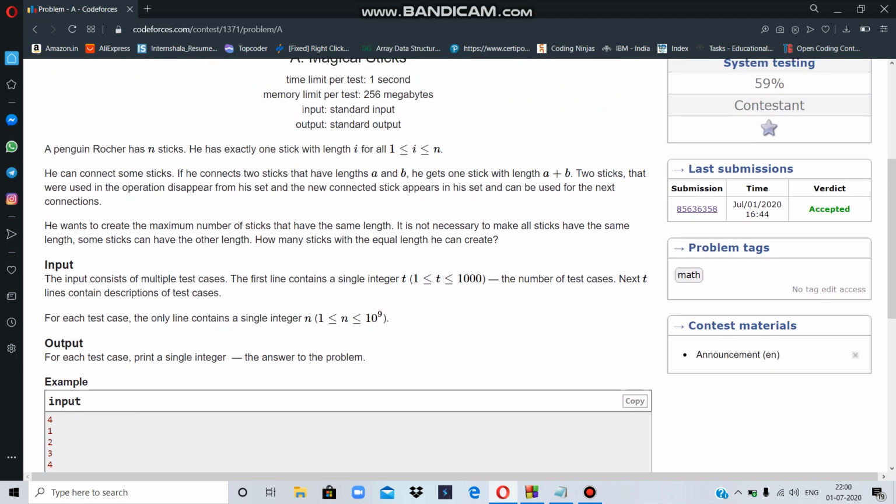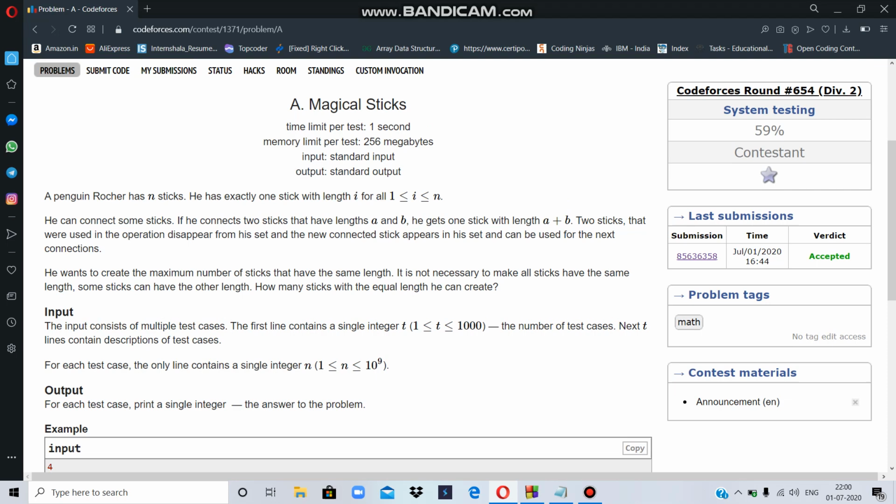Now, before starting, looking at that input format, I can say that the range of n is very large, so even O(n) would not be accepted in this question. We need to search for a solution whose time complexity would be O(log n) or O(1). Let's move on to the question.